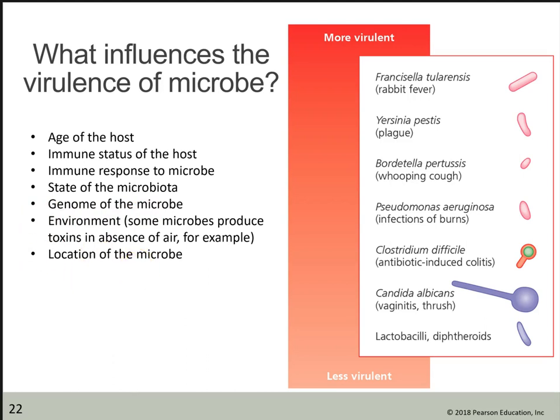The environment can influence whether or not a microbe is pathogenic. So for example, some microbes can only produce toxins in the absence of air. And so if you have that microbe in a location that has oxygen, it won't produce that particular toxin. So the environment is really what drives whether or not that microbe will be pathogenic. And also the location of the microbe. So lactobacillus, again, if it's in the vagina or if it's in the digestive tract, it doesn't cause much disease. But if it gets in the body cavity where it's not supposed to be, it can cause disease.